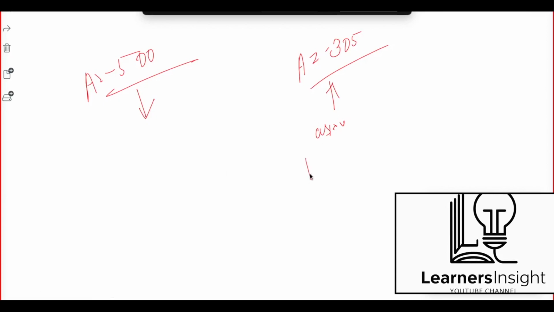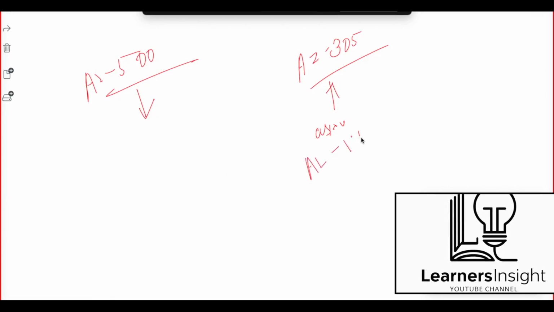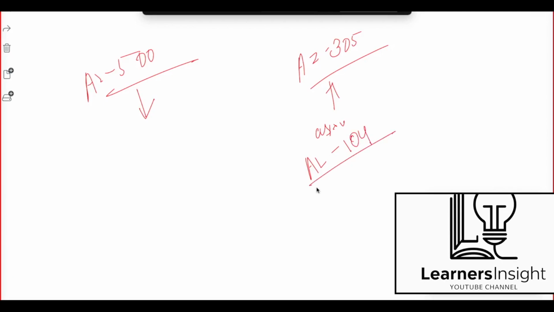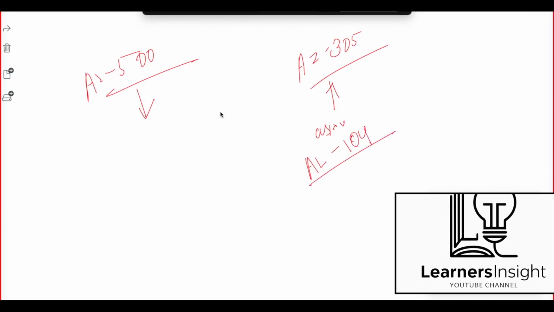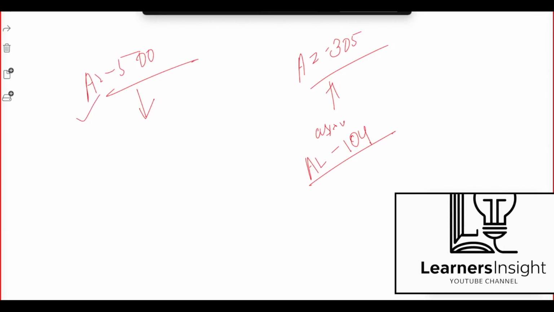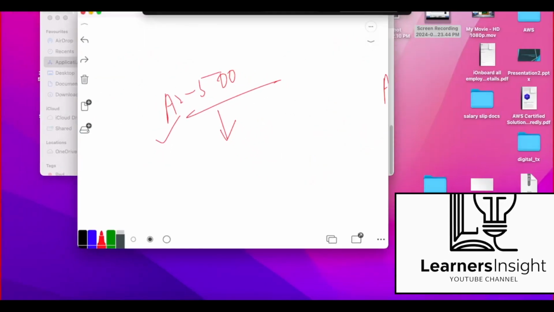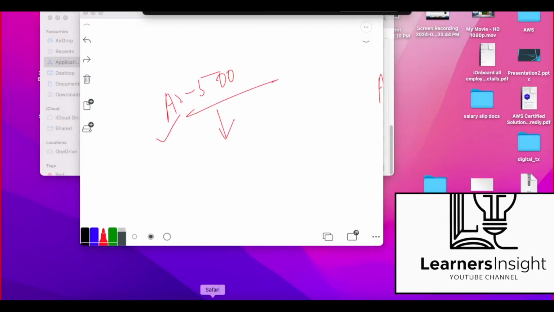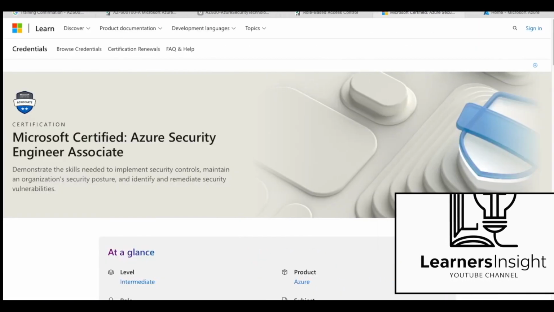Now, if you go for AZ-104, that's an associate-level certification that you have. So AZ-500 is an expert-level certification. We'll see what all the topics being covered in AZ-500 are. So let's see from here.